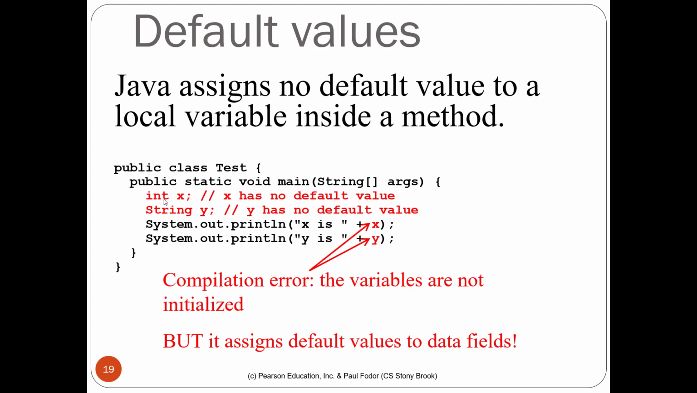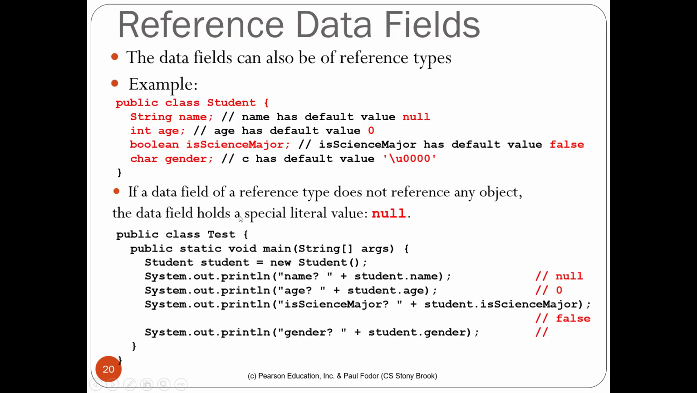Okay, local variables are the variables which are defined inside a method. X and y here are local variables because they are defined in the main method. So if we attempt to print these values even inside the main method, we will get a compiler error saying that these are not initialized. Okay, now let's move on and see what will happen for data fields.